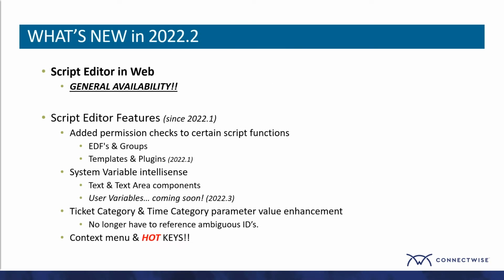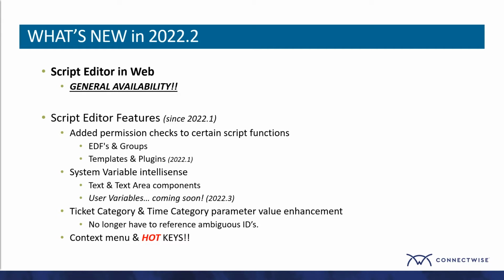What's new in this release is that the script editor is now fully available in web. Some of these features include adding permission checks. We wanted to make sure that someone who was editing or running a script did not gain access to areas of Automate to which they should not have access. We've built logic into the permissions so that when the script is being called to interact with EDFs or groups or templates and plugins, we're making sure that the person running the script or editing the script has access to those things, and if they do not, the script will not allow them to interact with it.